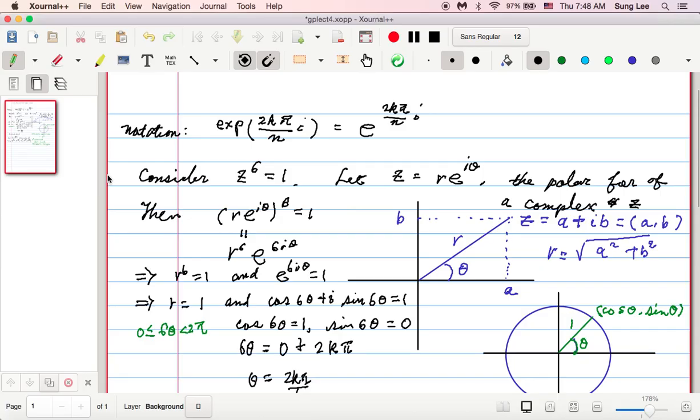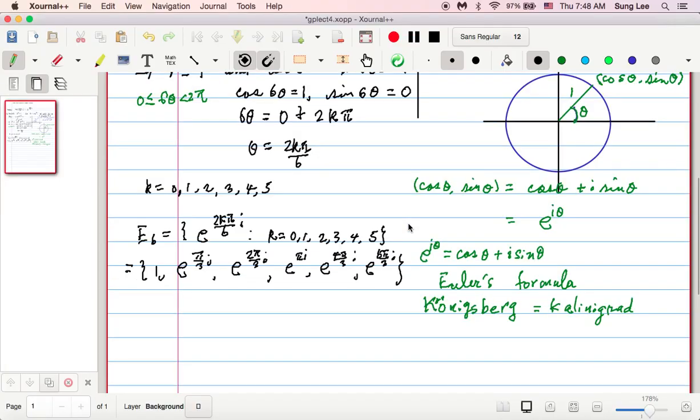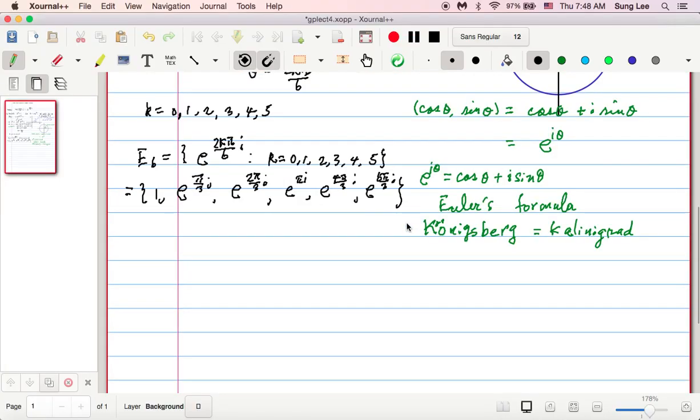Okay, so this is an example. This is an example. Okay, so here, I don't know what to call it. Let's call it theorem, yeah, theorem.